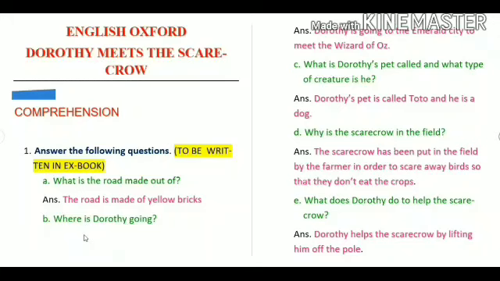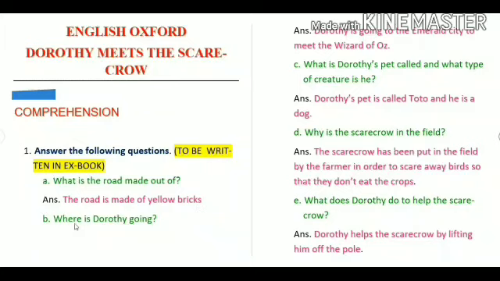Alright children, the answers of these questions have to be written in the exercise book. Now let us start with the comprehension section. Question A: what is the road made out of? You remember in the beginning of the story we read that Dorothy was on her way to the Emerald City and she was walking on the road made of yellow bricks. So the answer would be: the road is made of yellow bricks.